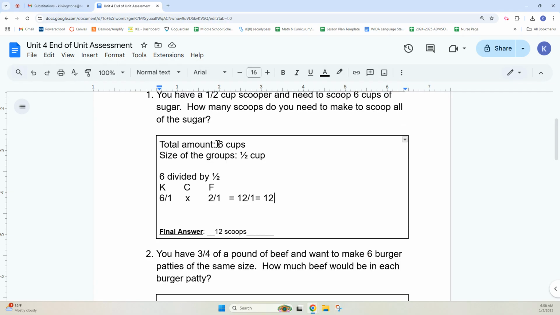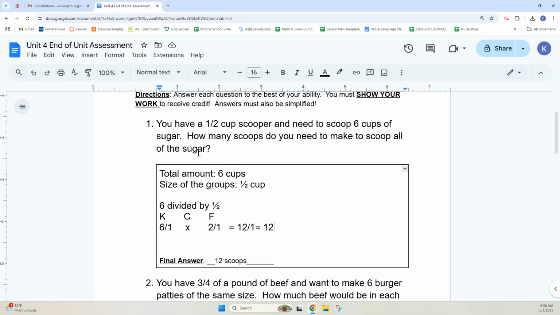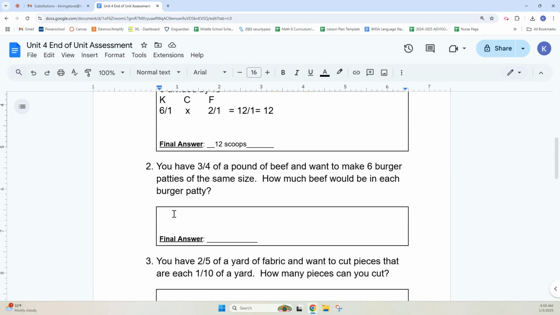Again, our total amount was 6 cups. That's how much we had to scoop. The size of the group was 1/2, and then keep, change, flip. 6/1 times 2/1 is 12/1, which is simply 12. All right, let's keep going.